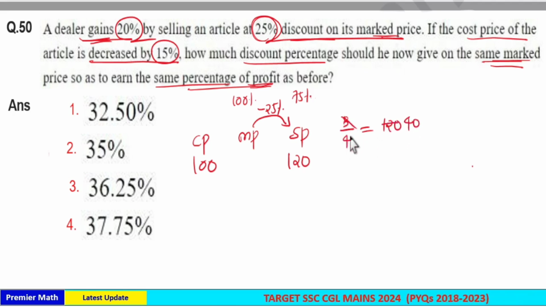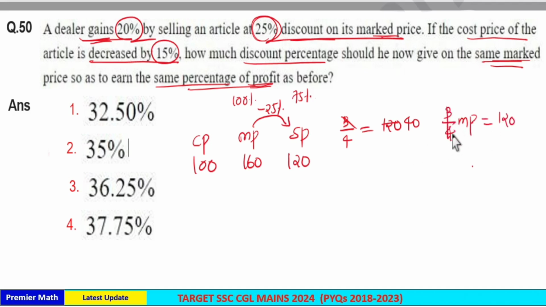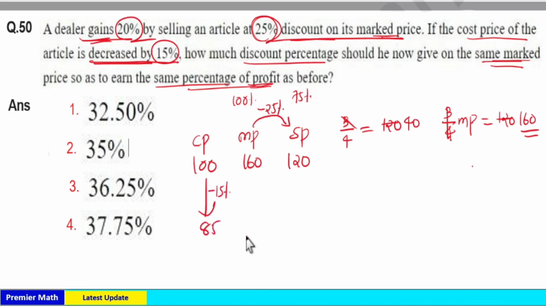So 3 by 4 is equal to 120, means 3 goes 40 times in 120. So 1 is equal to 4 into 40, that is 160. 1 means 100%. 100% is 160. That is here 75% of mark price, which is 3 by 4 of mark price, is equal to 120 rupees. Then mark price is equal to 160 rupees. So this is the first case. Now cost price decreased by 15% in second case. So in second case cost price is 100 minus 15, 85 rupees. And mark price should be same, that is 160 rupees. And also profit is the same.